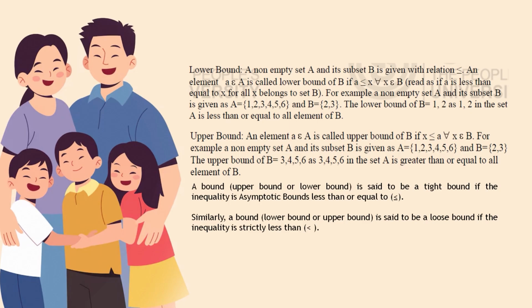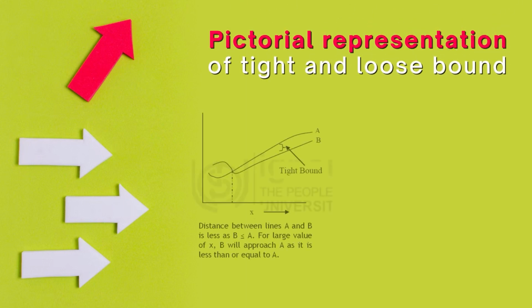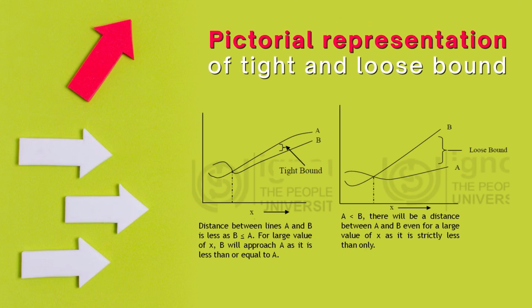Okay. So a bound, whether an upper bound or lower bound, is said to be a tight bound if the inequality is less than or equal to. If we use less than or equal to, that bound is known as a tight bound. Similarly, a bound, lower or upper, is said to be a loose bound if the inequality is strictly less than. Okay.